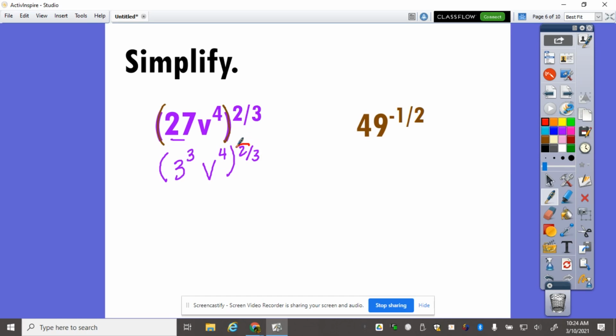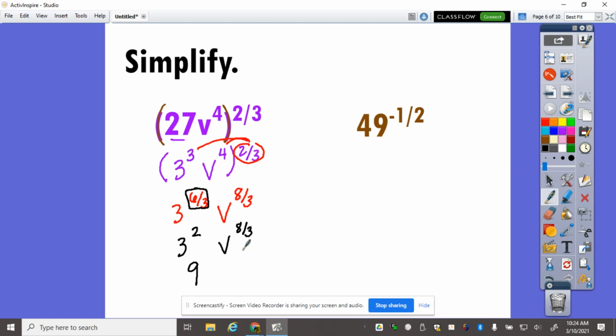I will distribute the 2/3 there, and that will give me 3^(6/3) and v^(8/3). Now, what is 6 divided by 3? 6 divided by 3 is 2, so 3 squared. And the v^(8/3) is still going to be, you cannot divide 8 by 3. What's 3 squared? 3 squared is 9.